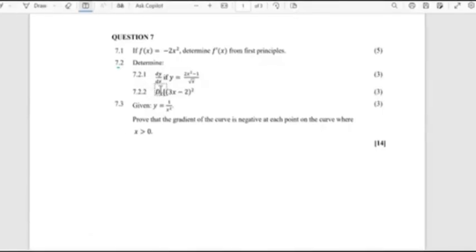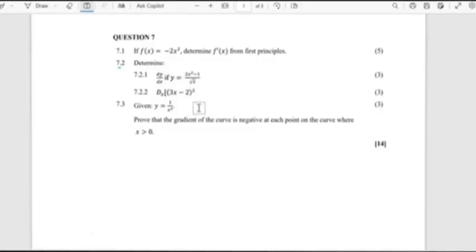7.2.1, we're still on the derivatives. We're still solving for derivatives. They say now we need to solve in terms of dy over dx. Now, if my y is equal to 2x squared minus 1 over the root of x, I need to find the first derivative of this. Now, what is the first step that I'm going to apply here?